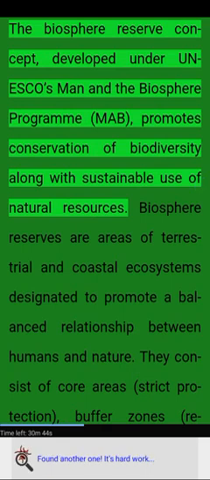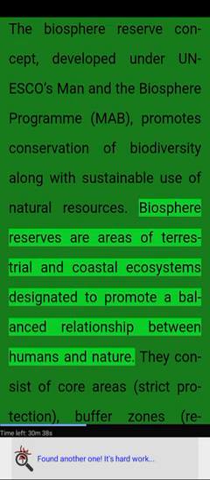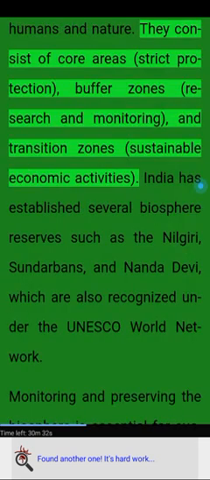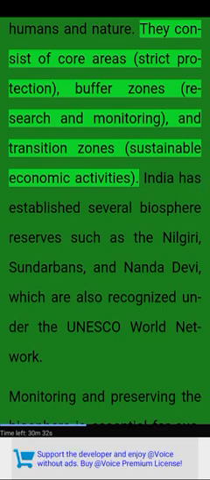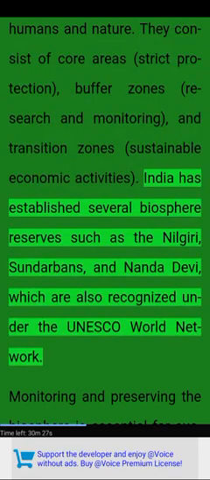The Biosphere Reserve concept, developed under UNESCO's Man and the Biosphere program, MAB, promotes conservation of biodiversity along with sustainable use of natural resources. Biosphere reserves are areas of terrestrial and coastal ecosystems designated to promote a balanced relationship between humans and nature. They consist of core areas for strict protection, buffer zones for research and monitoring, and transition zones for sustainable economic activities. India has established several biosphere reserves such as the Nilgiri, Sundarbans, and Nanda Devi, which are also recognized under the UNESCO World Network.